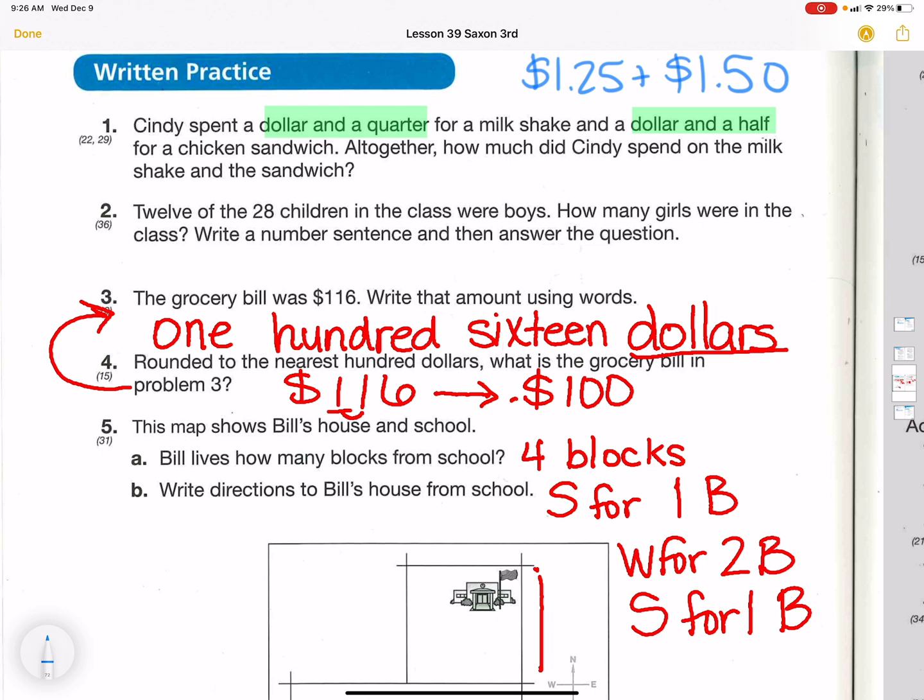Number 2, 12 of the 28 children in the class were boys. How many girls were in the class? So we have 28 minus 12. What am I doing, guys? And that'll give you the number of girls. The difference will give you the number of girls.